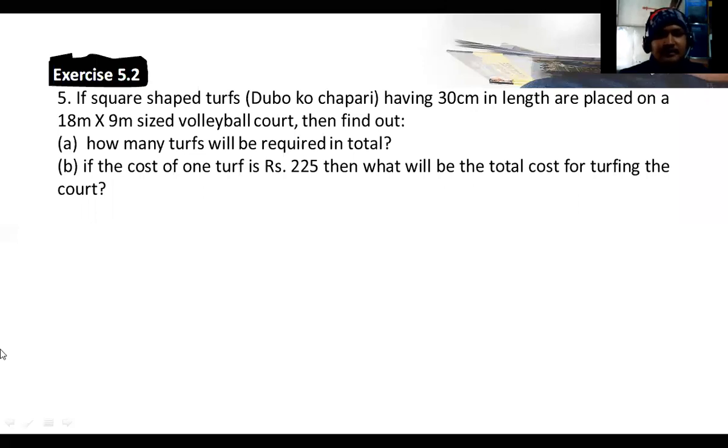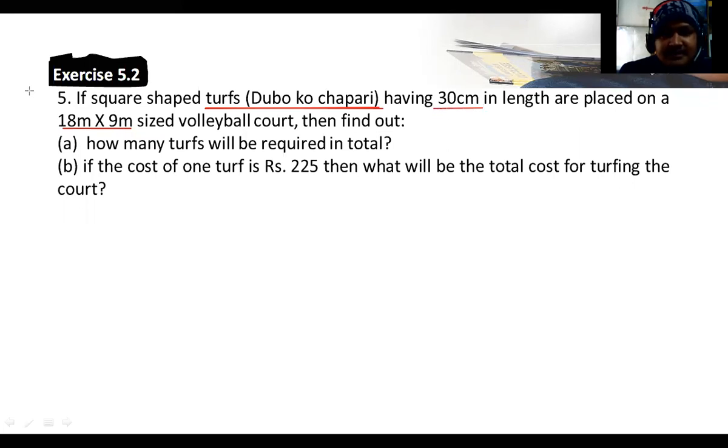If you don't know the meaning of top, it is written here. It is a material like mats made of grass, which is placed on the volleyball court whose size is 18 meter into 9 meter. That means the length of the volleyball court here is 18 meter and the breadth given in the question is 9 meter. By multiplying these two, we will get the area of the volleyball court, and after that we have to calculate the area of each top also.